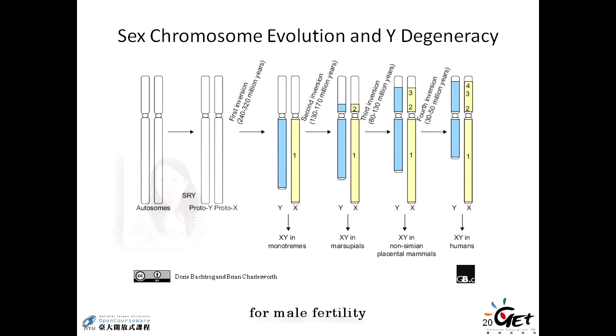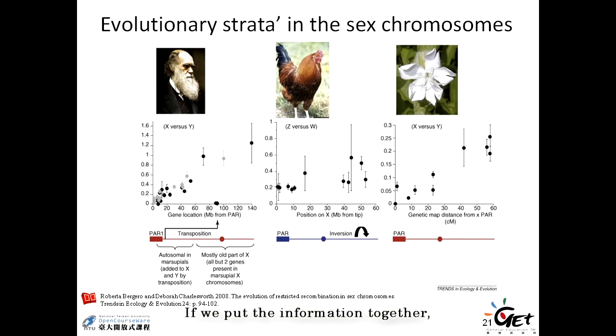If we put the information together, I want to explain this slide from different organisms. Okay, the first one is the evolution of the human Y chromosome, the comparison between the X and Y.